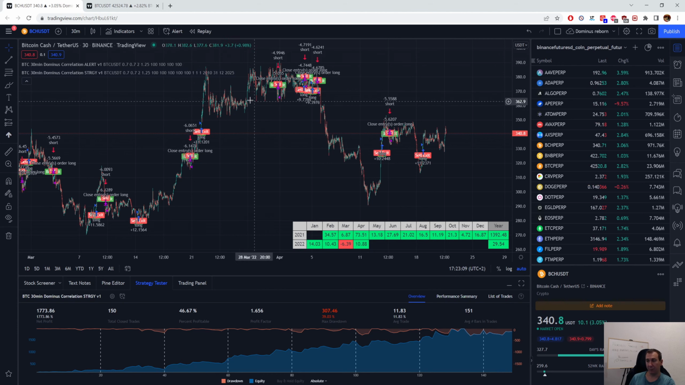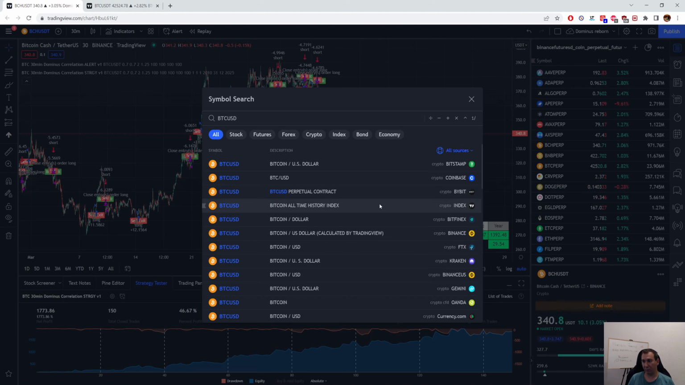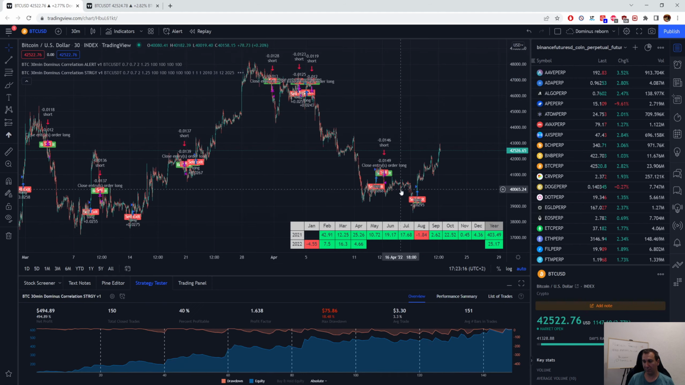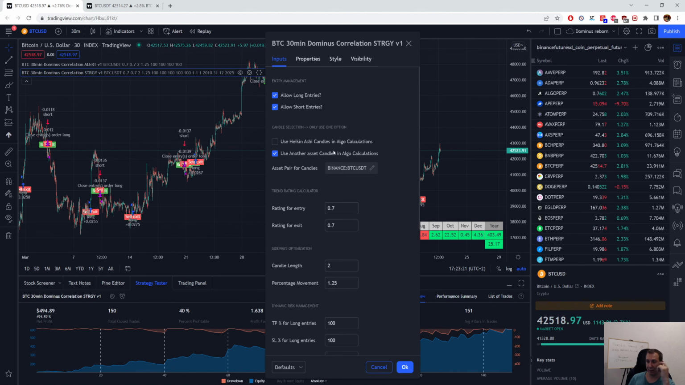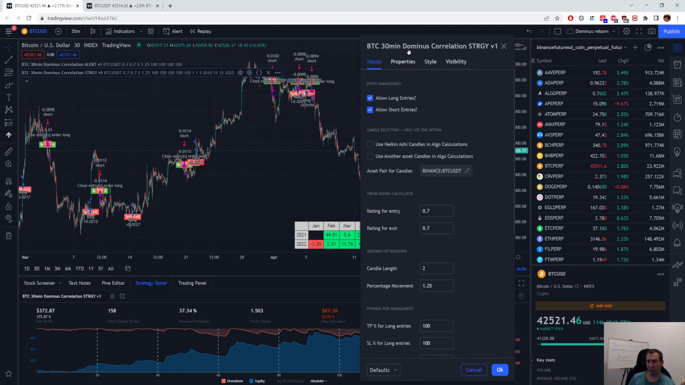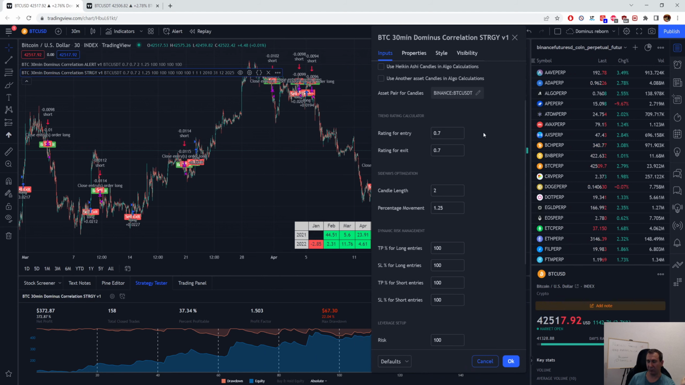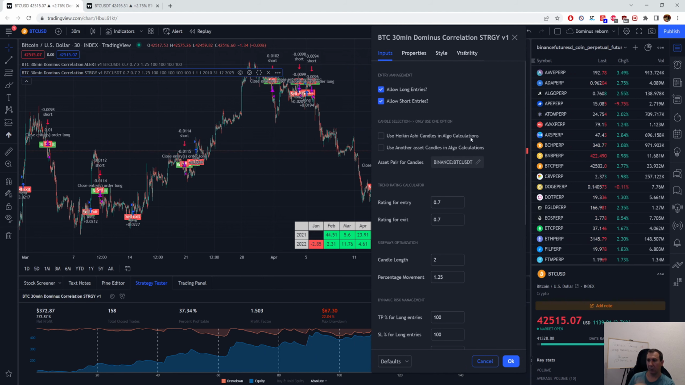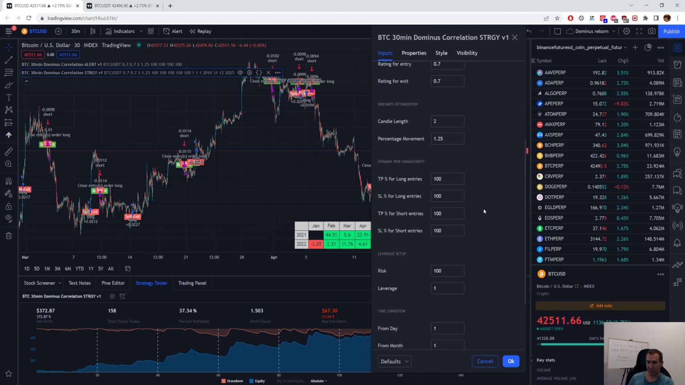In this case, let's take for example BTC USD, and I will take it from the index because we have all the history here. We can see in the settings that if you want to use just Calculus itself, or just Dominus itself, we don't have so many settings like in all the other versions of Dominus, because this one was mainly adapted for the correlation. However, we have a trend rating, a side market optimization, and of course dynamic risk management.